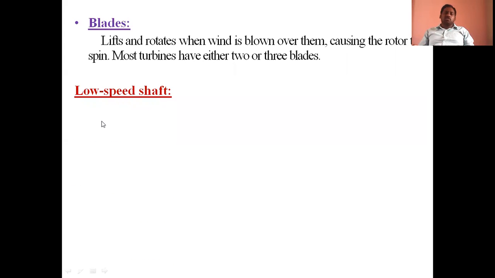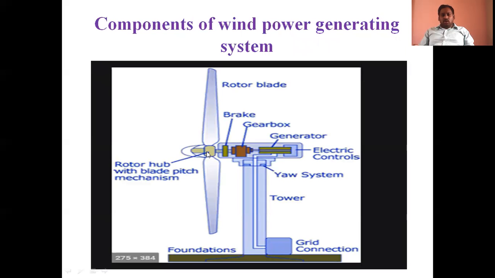So next one is the low speed shaft. Generally, low speed shaft means the shaft of this turbine. The shaft of this turbine is at low speed because the speed is restricted. That means the wind is maximum 25 meters per second. That's why the speed of this rotor wind turbine shaft is also less here.